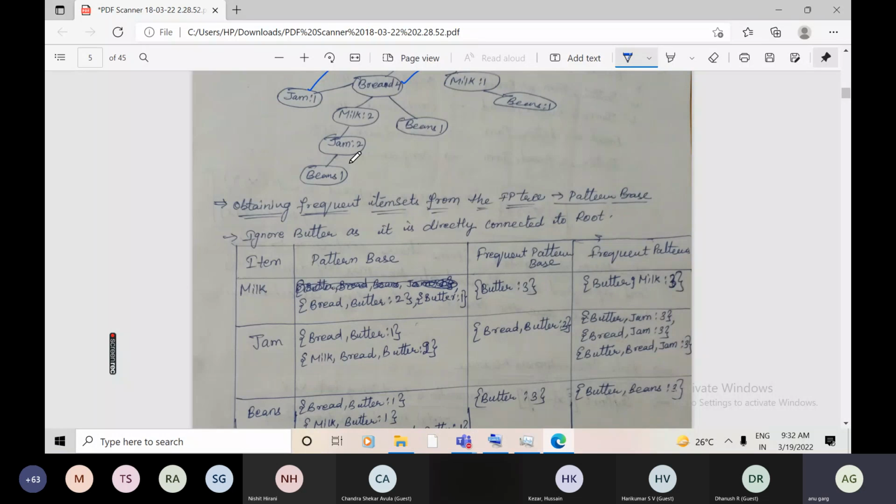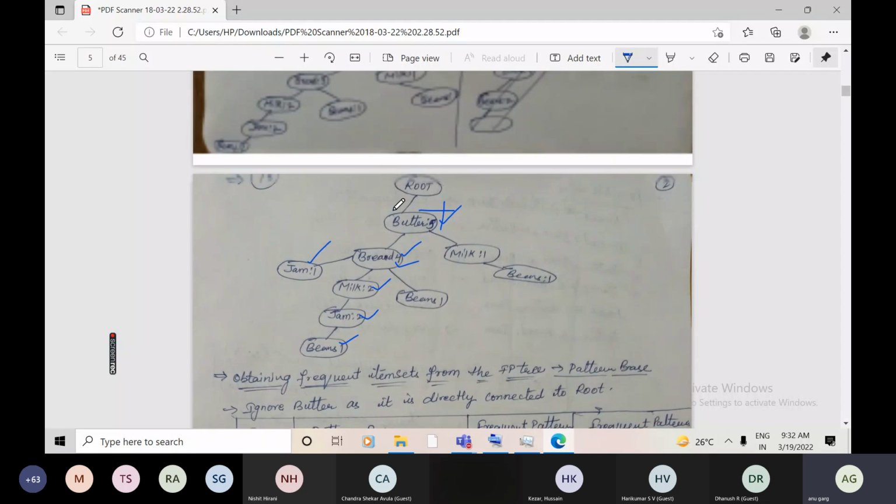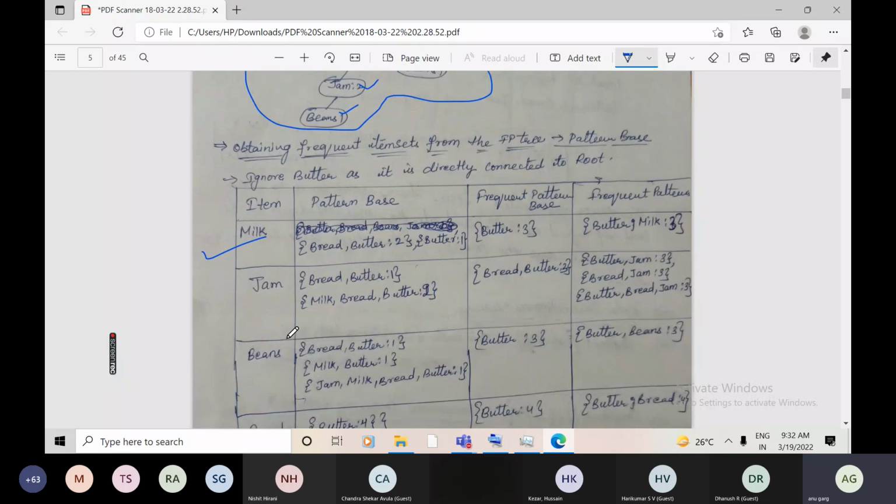After the FP tree is done, the next step is you have to mine your frequent patterns. Now, which are all the items that we are going to consider? We will consider beans, jam, milk, and bread, but we will not consider butter, because that is directly connected to root and we don't have butter coming anywhere below. So ignore butter as it is directly connected to root.